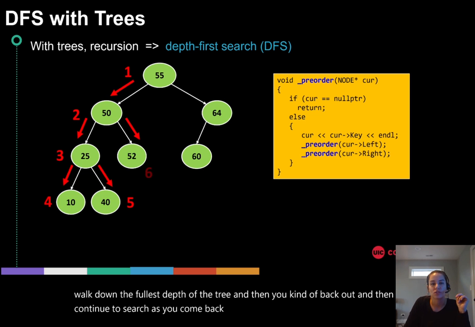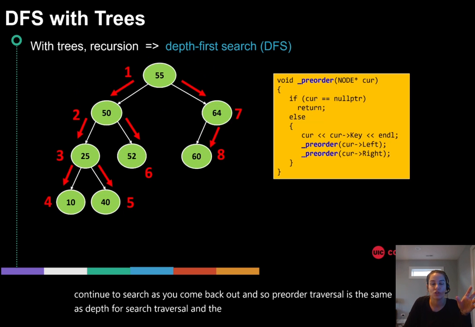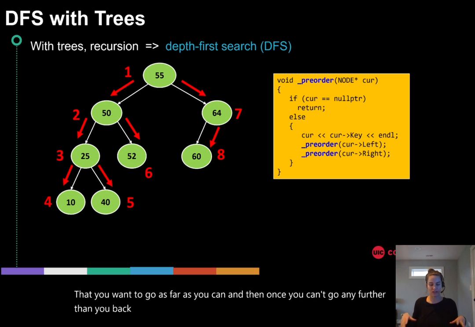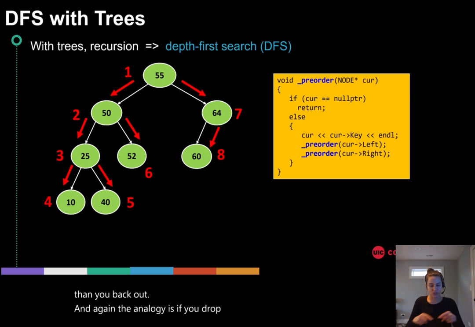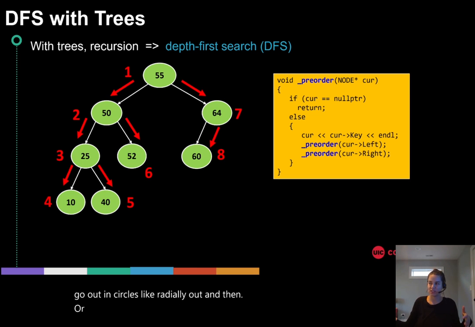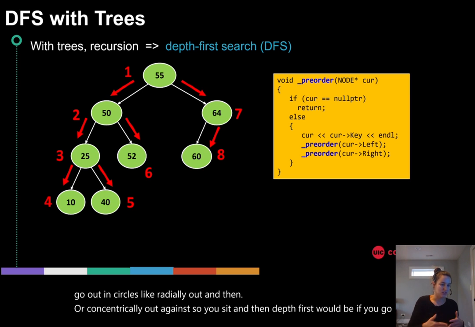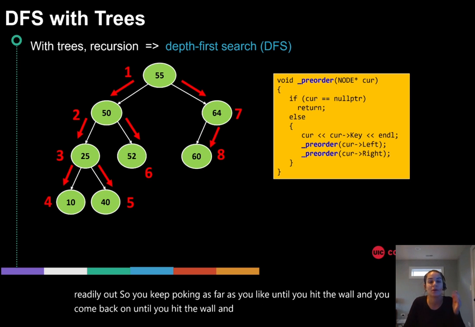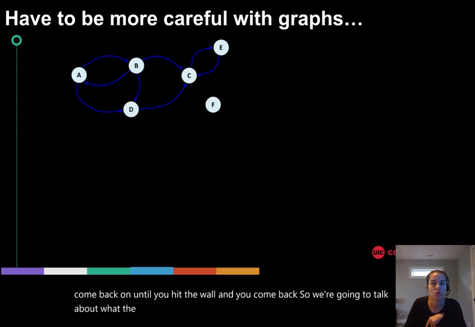Pre-order traversal is the same as depth first search traversal, and the basic idea is that you want to go as far as you can, and then once you can't go any further, then you back out. Again, the analogy is if you drop something, breadth first search is like you go out in circles, radially out, or concentrically out, I guess is how you'd actually say it. And then depth first would be if you keep poking as far as you like until you hit the wall, and then you come back, and then until you hit the wall and you come back. So we're going to talk about what the DFS algorithm looks like for graphs.